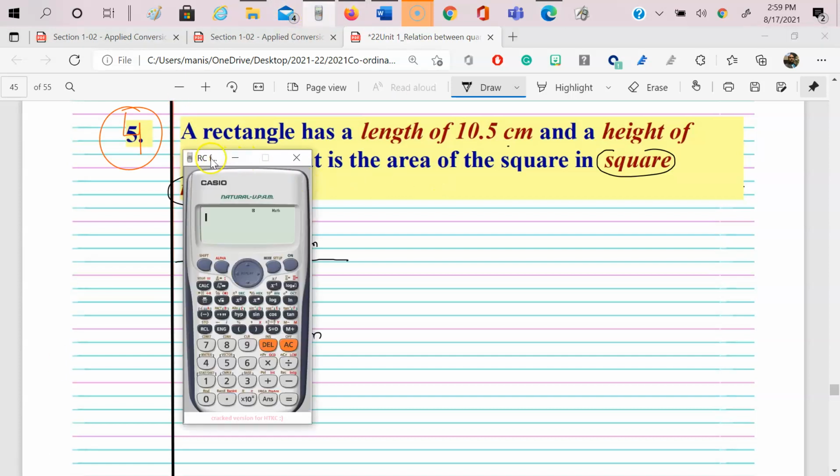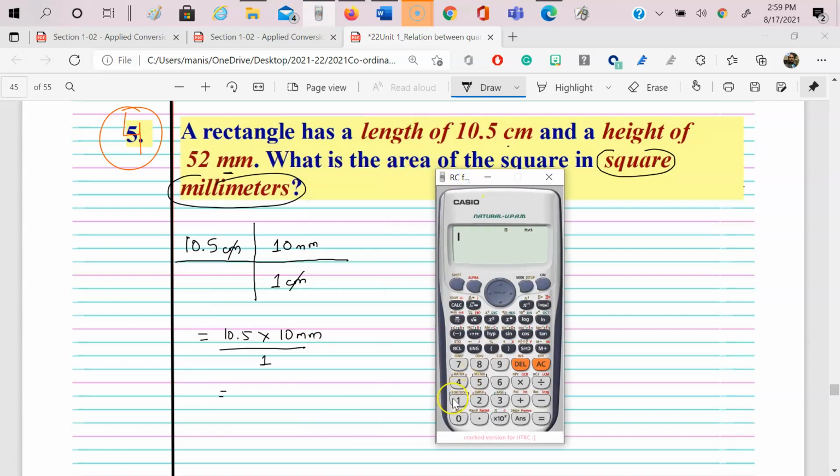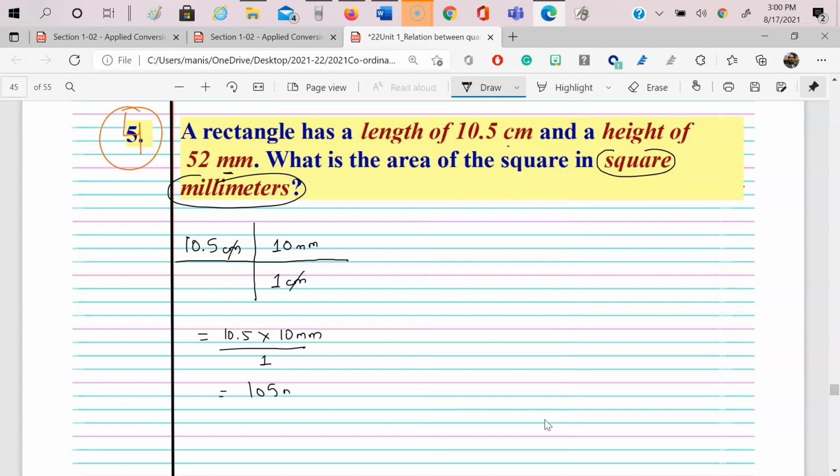So let's pull out my calculator over here. This is your 10.5 times 10. Your answer is what? 105. So this is your 105 millimeters. I'll write it over here, 105 mm. What is this? This is your length. Okay. So now let's proceed.